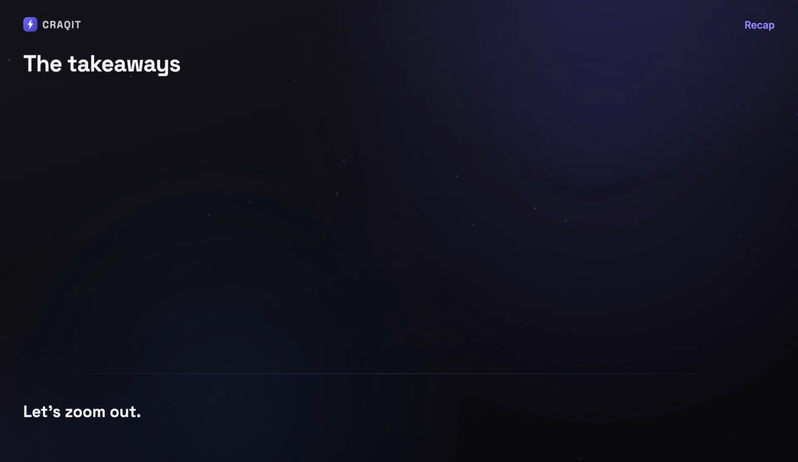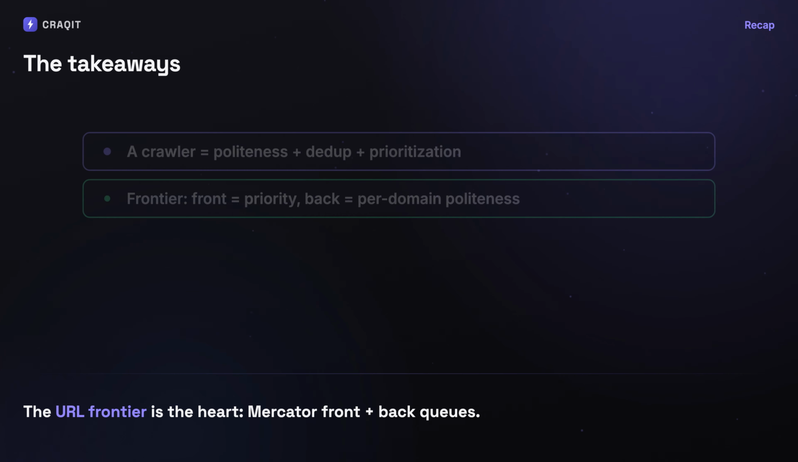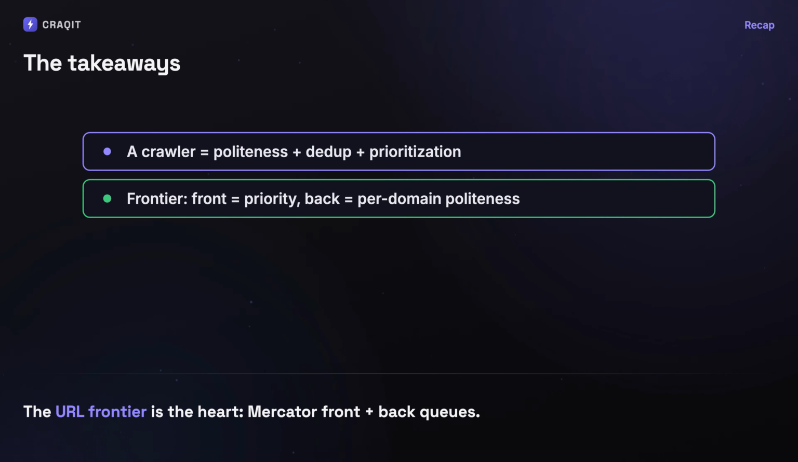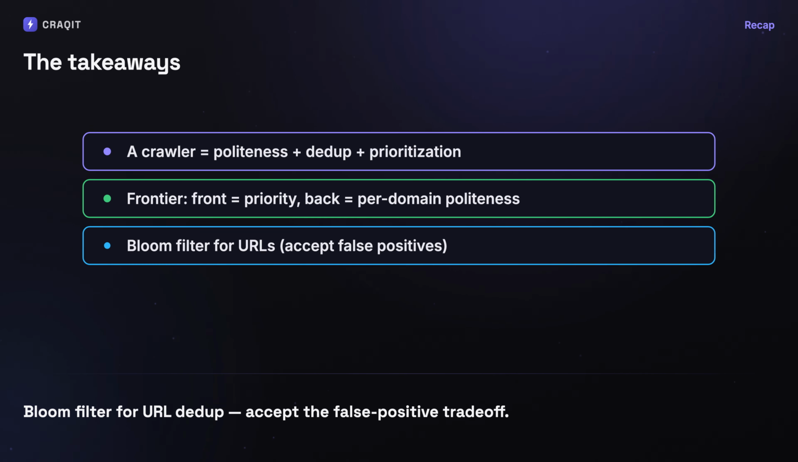Let's zoom out. A crawler is a politeness, dedup, and prioritization problem, not a download loop. The URL frontier is the heart. Mercator's front queues get priority right, back queues get per-domain politeness right, and a timing table enforces the crawl delay. Respect robots.txt always, and in the AI era, honor the training versus search distinction. Use a Bloom filter for URL dedup and accept its false positive trade-off. Keep the frontier and seen set in a disk-backed store.